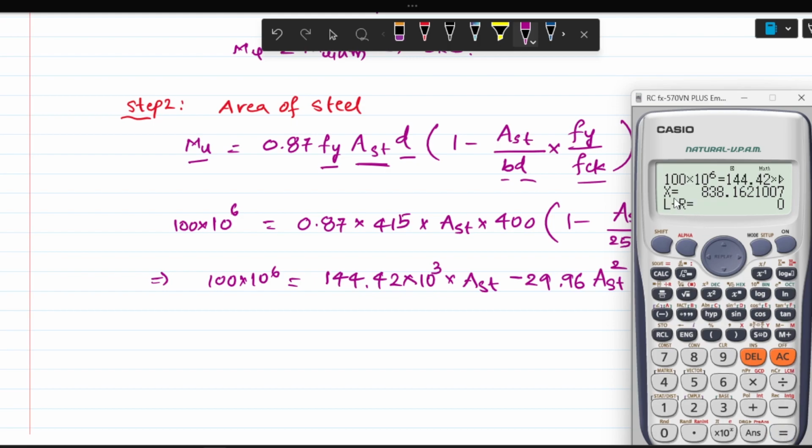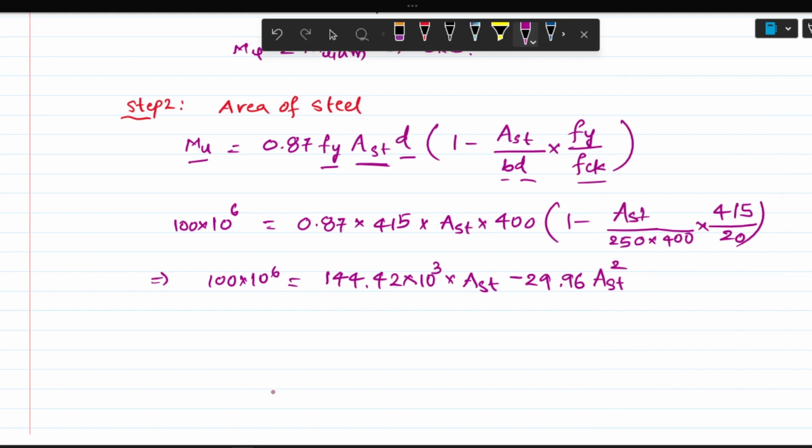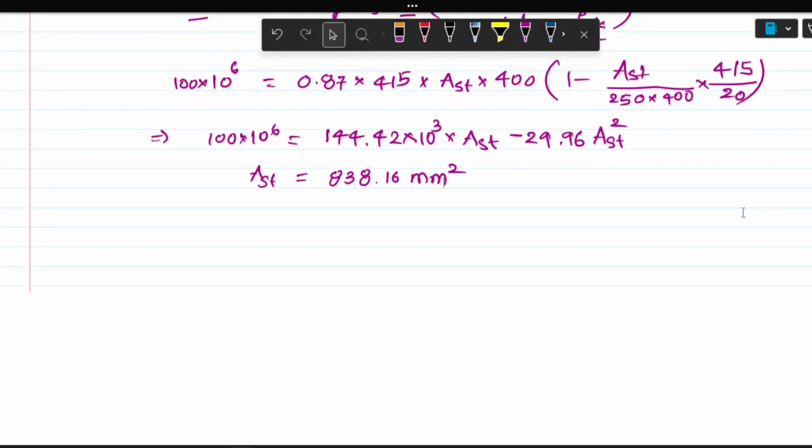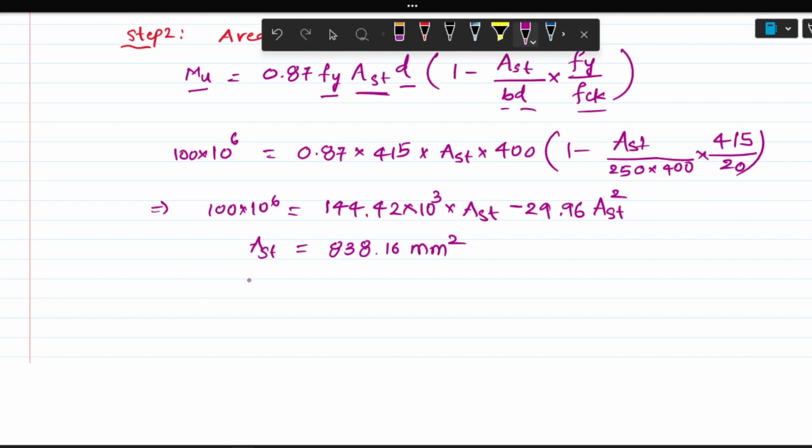You can get the AST value or whatever the x value in the equation, that is 838.16, which is the mm square. Okay. Now let us write this value here. That is AST is equal to 838.16 mm square. Now we have to convert this AST value into number of bars. Let us assume or let us consider 20 mm bars.